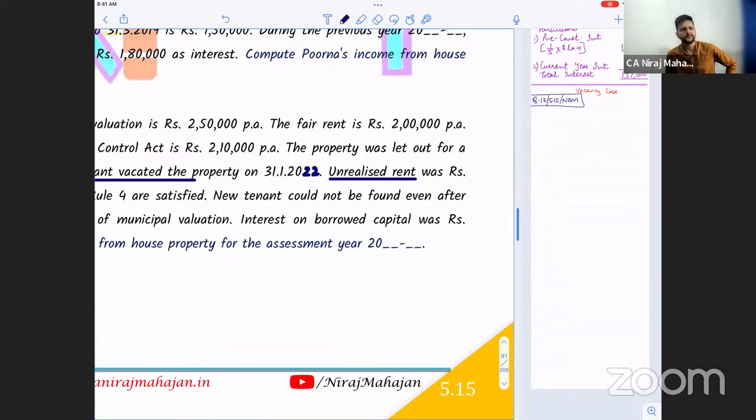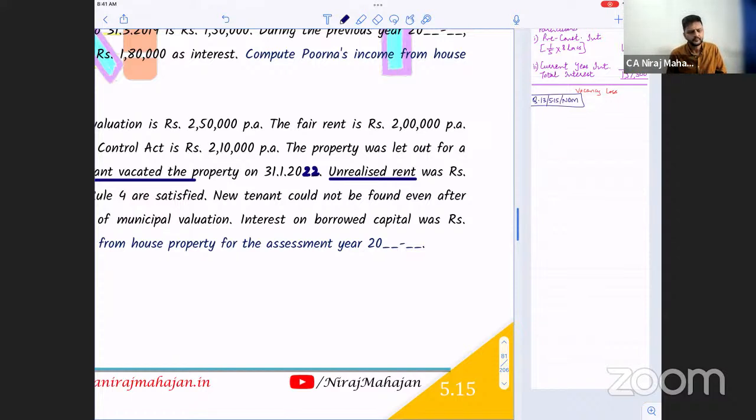Before January. What do you mean by unrealized? Accrued but not paid. It was due to you but not paid. Now why will it be due? Because the tenant occupied till January. Why will the tenant pay you rent of February or March?